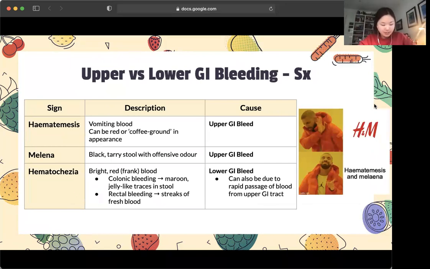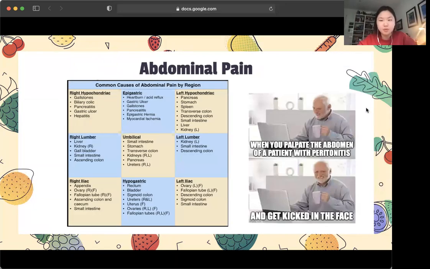We had some causes listed there as well. Those are just for you to go through in your own time if you would like.